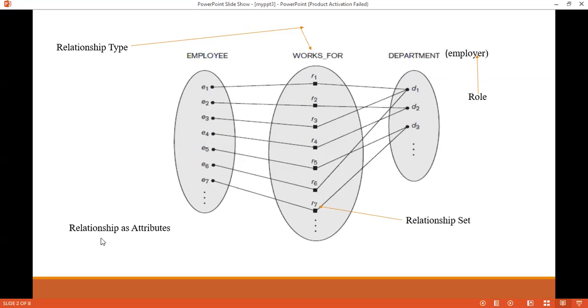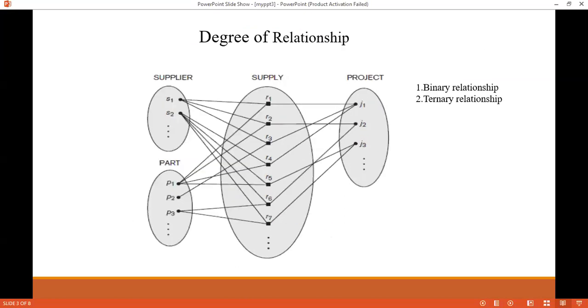Now we have understood what is a relationship type, what is a relationship set, what is a role name. Next concept is a relationship as attributes. Now we can also make this relationship as attributes. For example, employee works for department. Now I can keep this as an entity and I can take this as department. For example, one department can have many employees. One department can have many employees. Here, department can play the role of attribute for the relationship. Hoping that you have understood these concepts, I will move further.